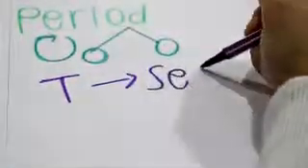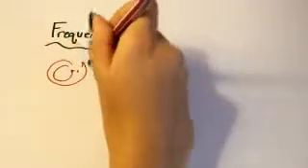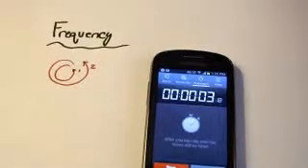Period. Period is the time it takes for one cycle or motion, one oscillation. In an equation, the symbol for period is T. T is measured in seconds. Frequency. Frequency is the number of oscillations per unit of time.